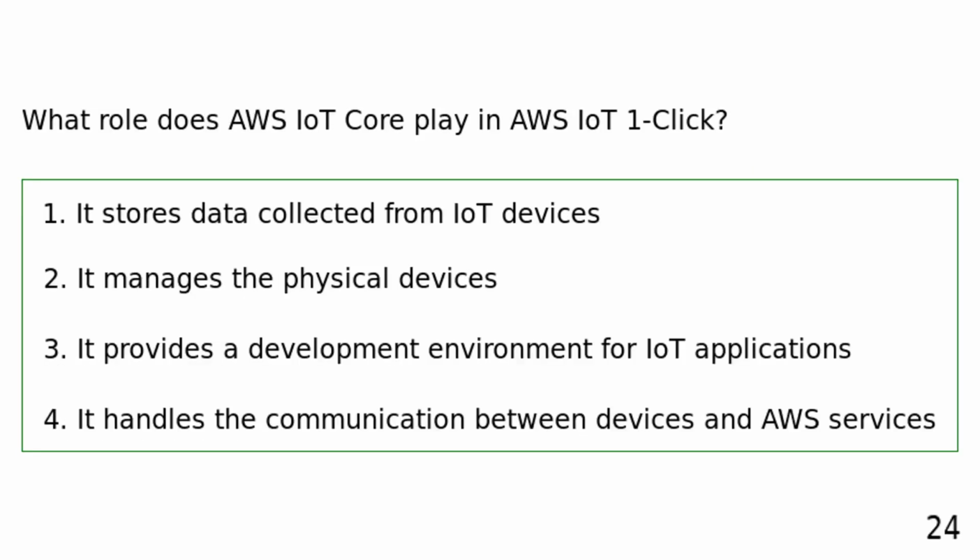What role does AWS IoT Core play in AWS IoT one-click? It stores data collected from IoT devices. It manages the physical devices. It provides a development environment for IoT applications. It handles the communication between devices and AWS services.